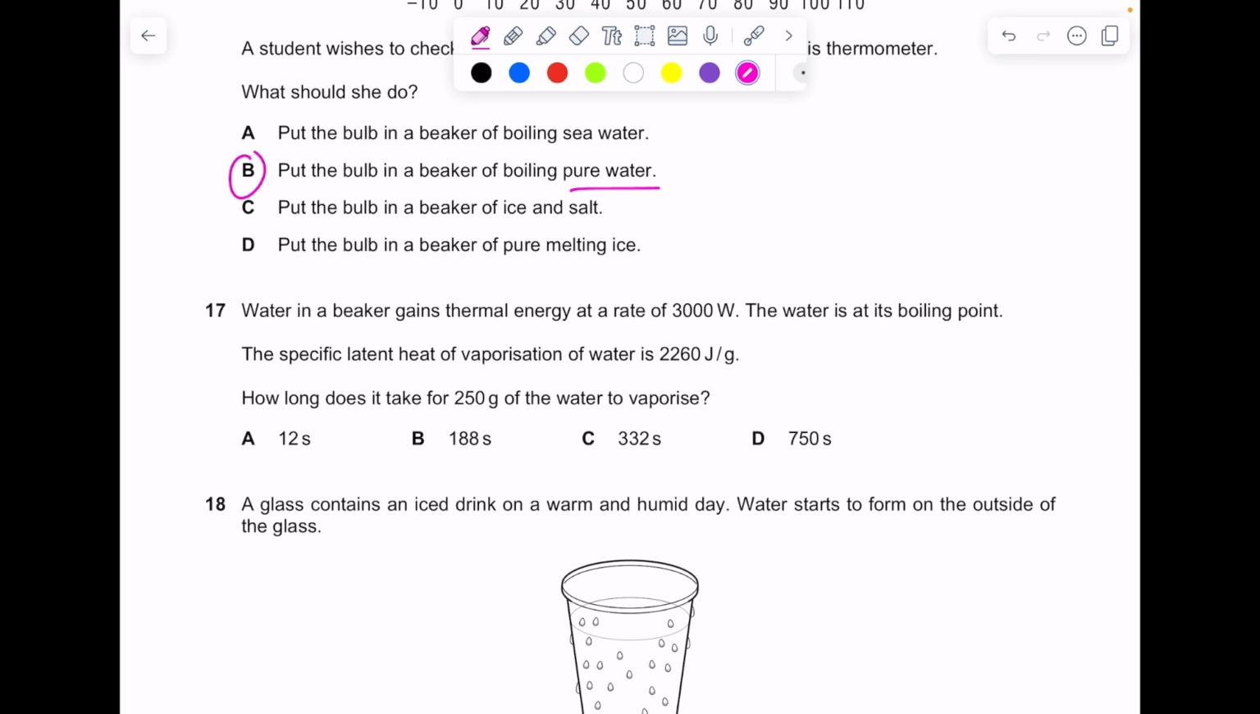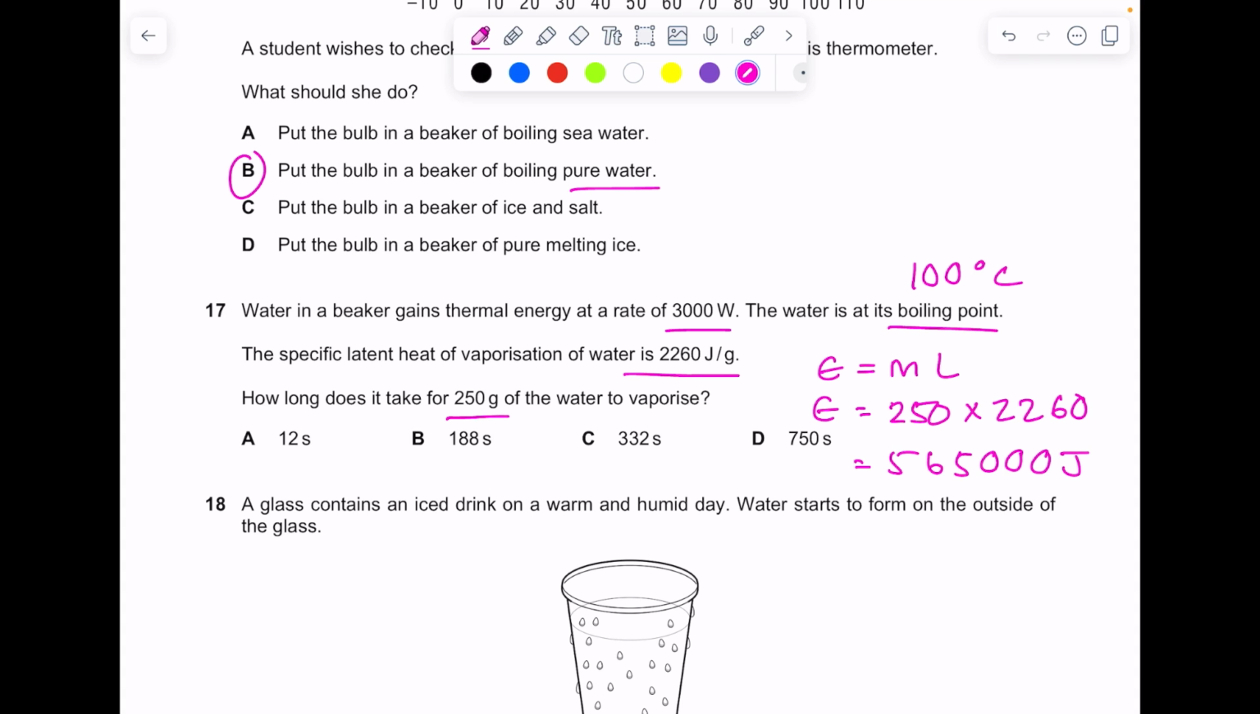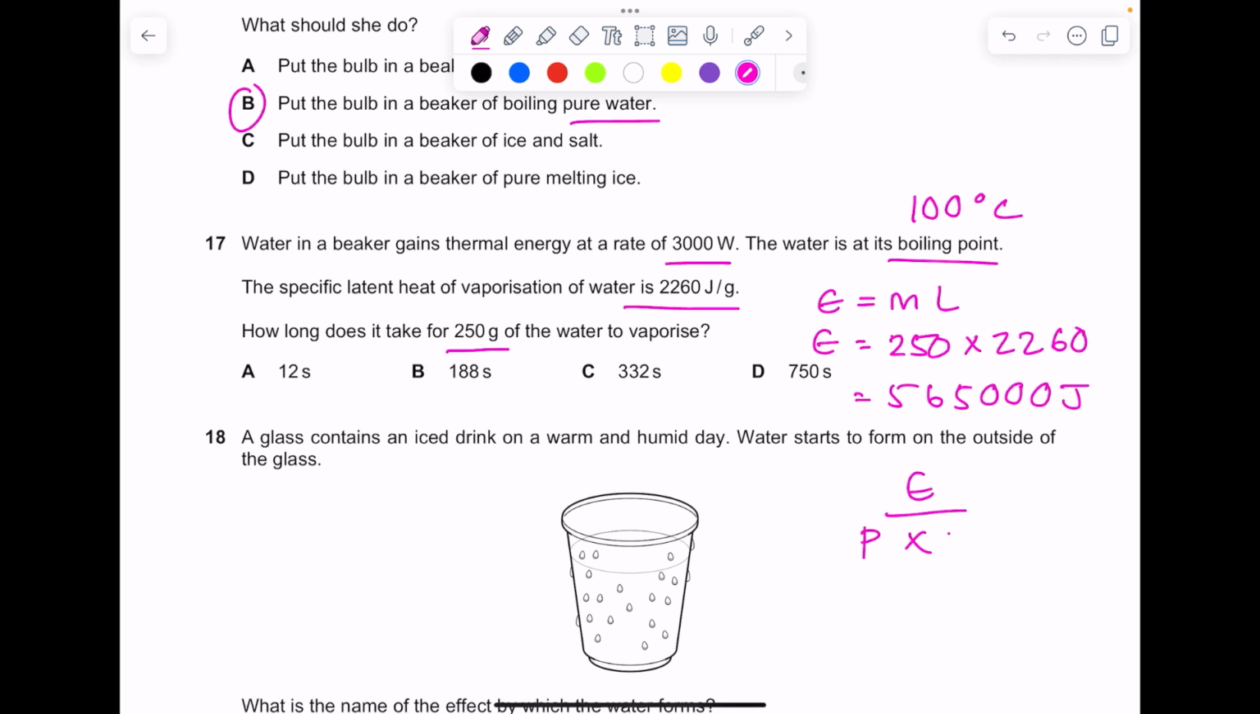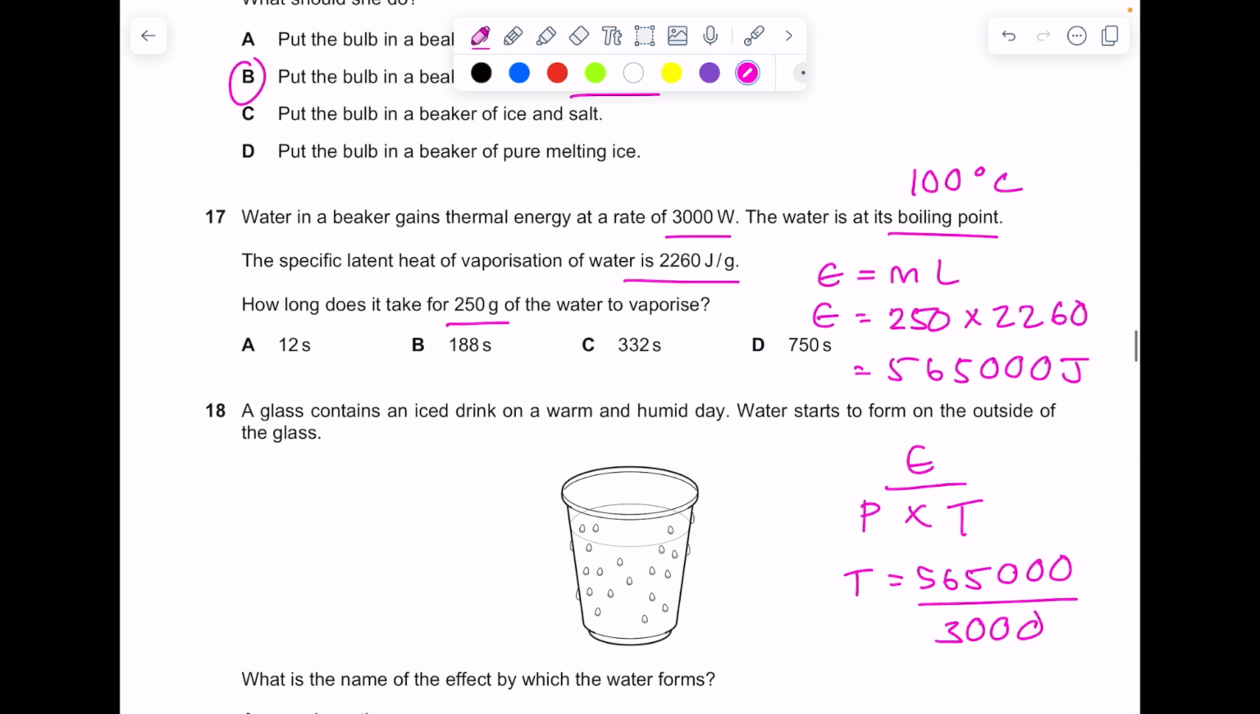Water in a beaker is receiving thermal energy at a rate of 3000 watts. The water is at its boiling point. The specific latent heat of vaporization of water is this. How long does it take for 250 grams of the water to vaporize? So first of all, we need to find the energy by doing the mass of the water, which is 250, times its latent heat, which is 2260. And then use this formula triangle to find the time, which is the energy we've just calculated, divided by the power they've given us in the question. The answer is 188.